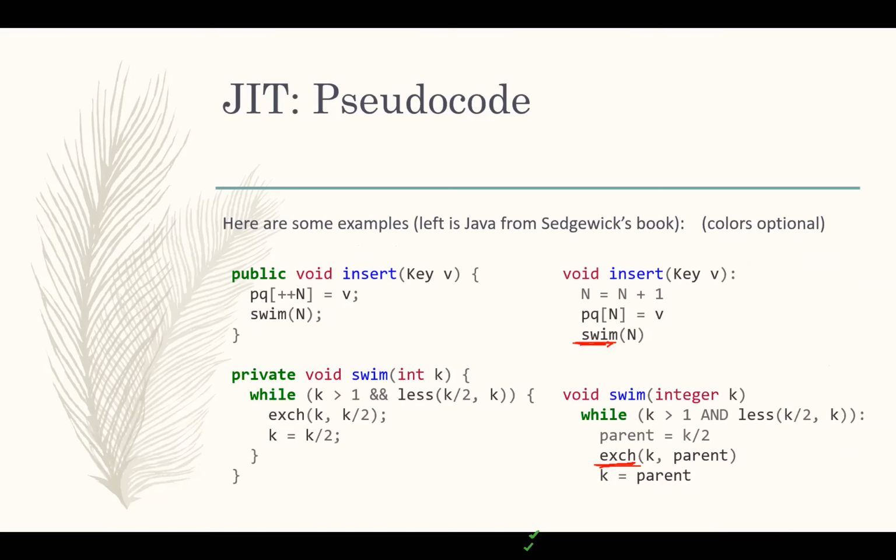As some quick examples, I have 2 algorithms here. This is actually insert and swim from the priority queue. The left side is the Java that we talked about in the previous module, and the right side is me just rewriting it to look more like pseudocode.